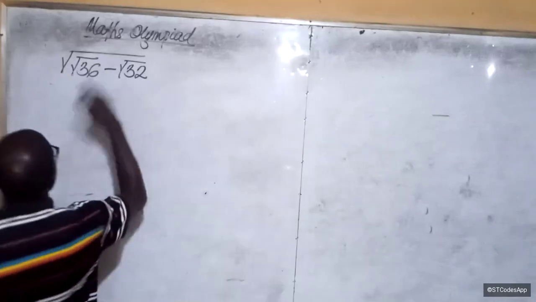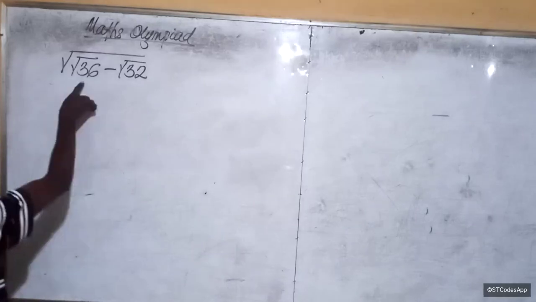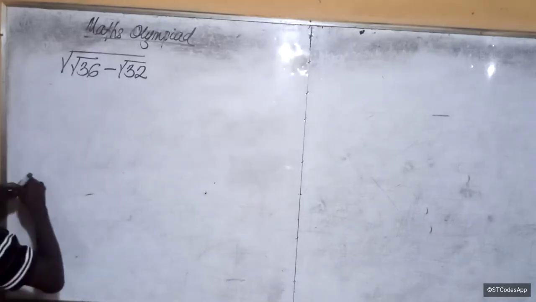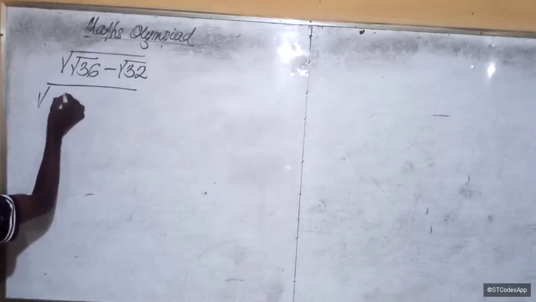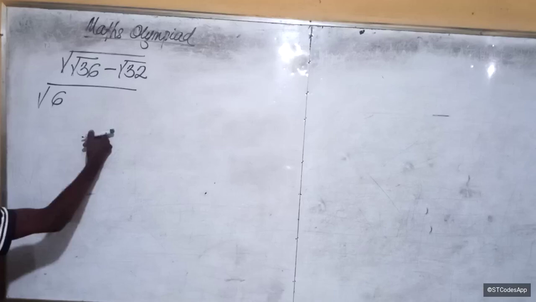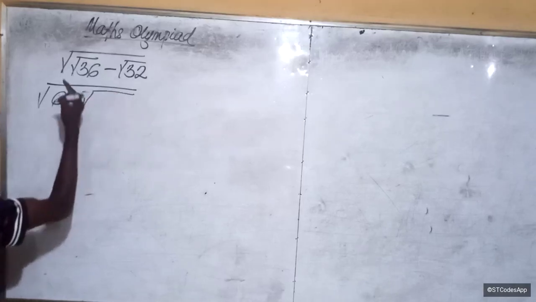So seeing that we have a third expression, we can simplify and see we have a perfect square here. So let's take the square root of that. This becomes the square root of 36, which is 6, minus this one, which is not a perfect square, so we can simplify.